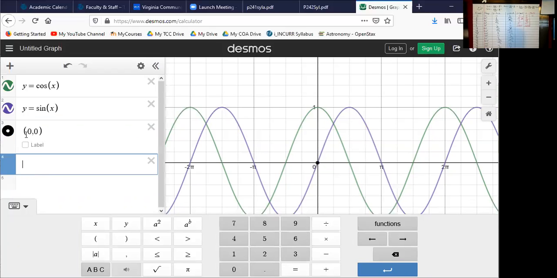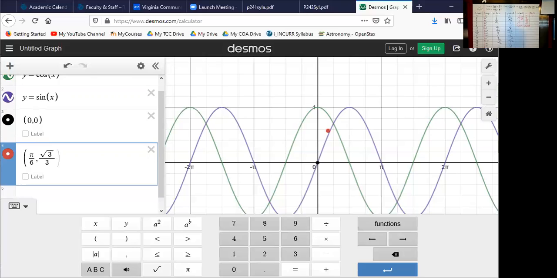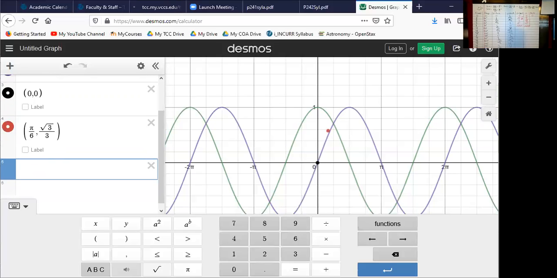The next point I want to go to is root 3 over 3 with pi over 6. So I'm going to do parentheses pi. I'm going to copy that, so I can use it again. Control C. Over 6, comma. And pi over 6 gave us root 3 over 3. So I'm going to say square root 3, comma, divide by 3, parenthesis. And that gives me the next point.